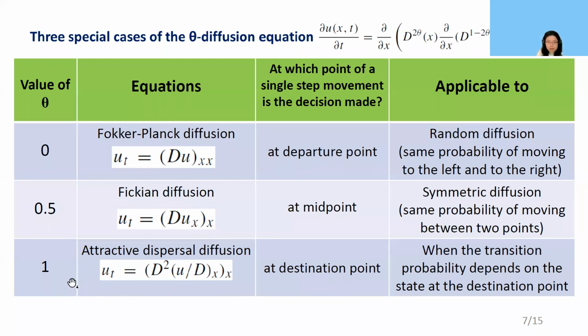And the last case is when theta equals 1, and in that case, we have this attractive dispersal equation. It can describe the case where the transition probability depends on the state at the destination point. So from this table, we can see that if we want to describe random diffusion, then it's more appropriate to use the Fokker-Planck diffusion.